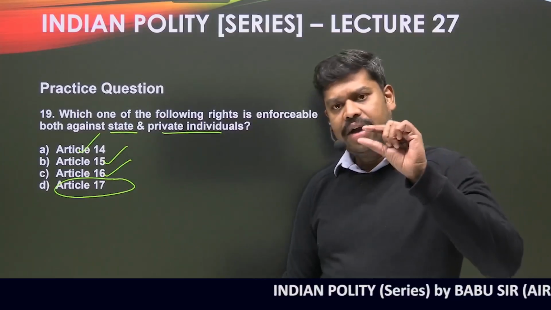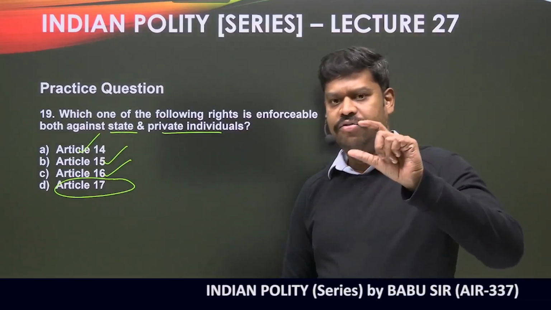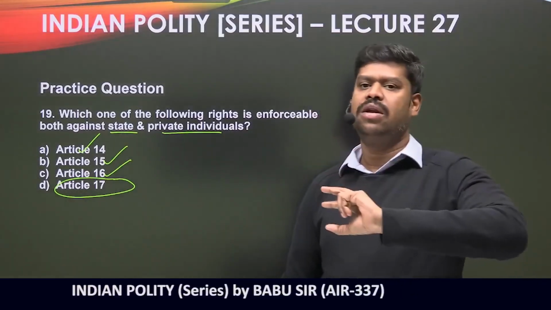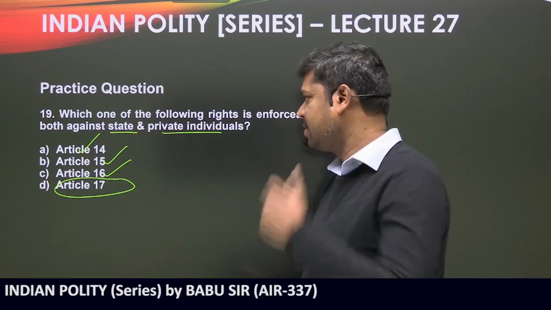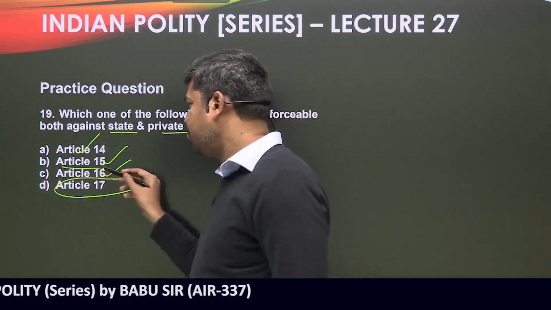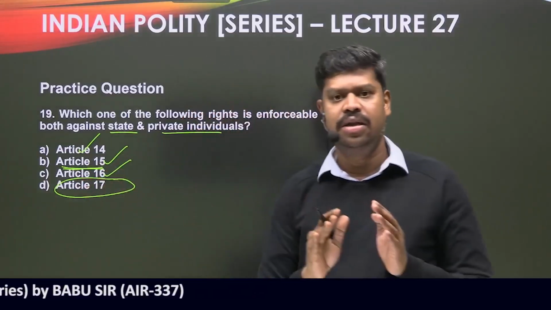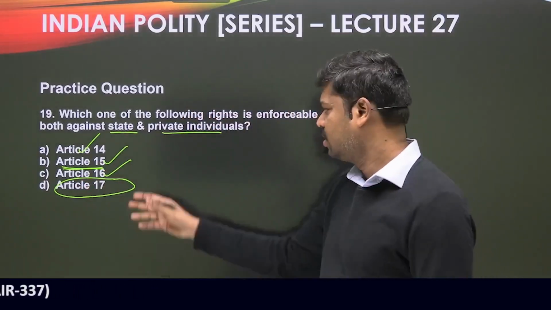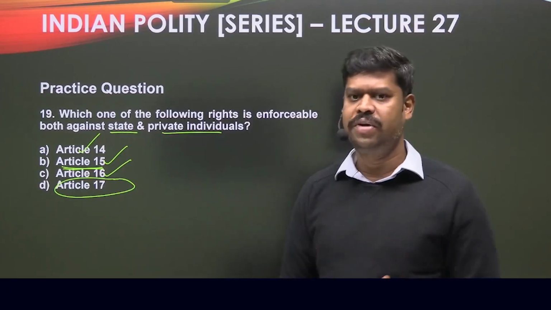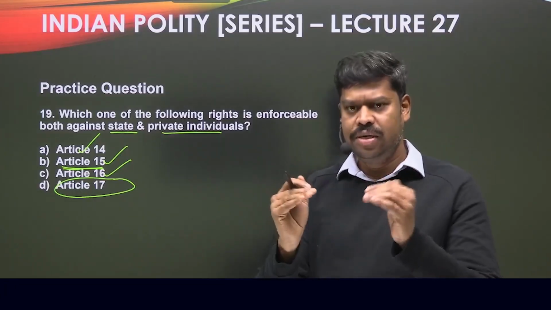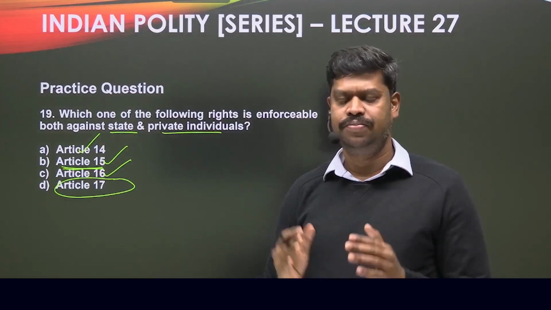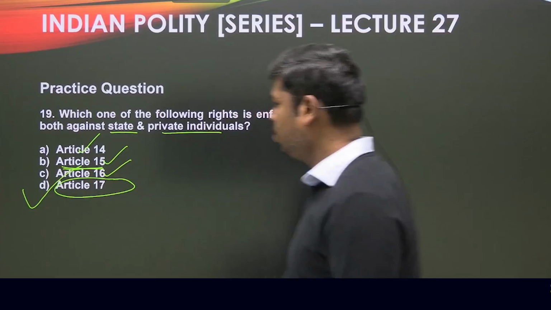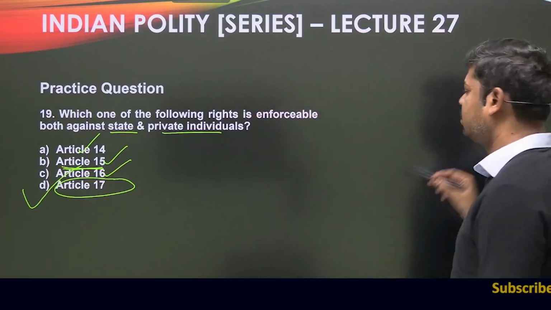In fact, in Article 15 also, Article 15 clause 1 is only against the state. Article 15 clause 2 is both against the state as well as private individuals. But if you look for a particular article which is completely both against the state as well as private individuals, it is Article 17. So I would say that is the most appropriate answer. Sometimes more than one answer can be right, but the most appropriate answer in this particular case would be option D. That is, Article 17 is the right answer.